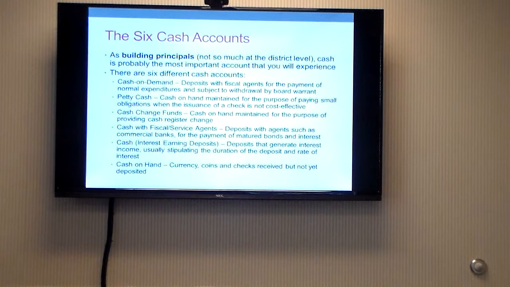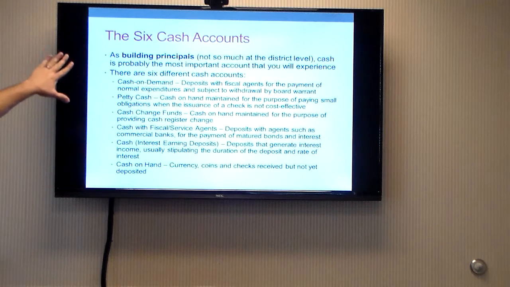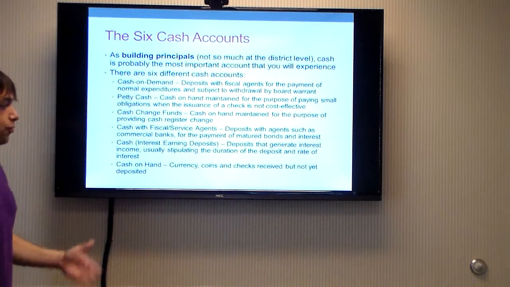Cash change funds exist probably in high schools. This is if you have one of those little bags that has change on hand that can actually change your cash register. If you're using funds to purchase student lunches, or if the building is selling pencils, equipment, things like that, cash change funds are normally used for that, and it's just cash on hand. It's kept in a separate account. Anything that's with a commercial bank is considered cash with a fiscal service agent.